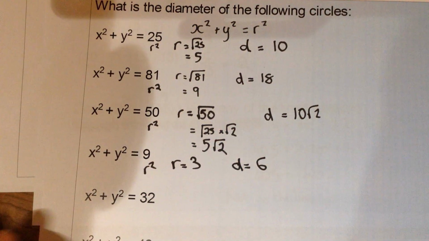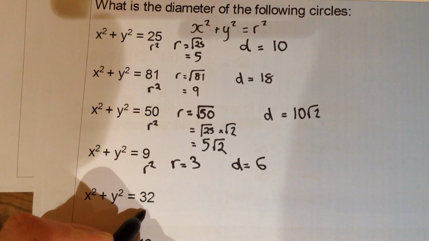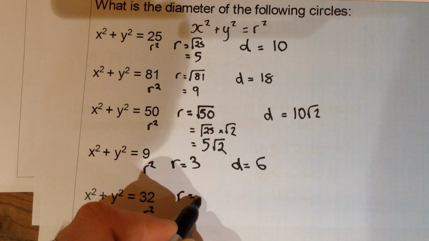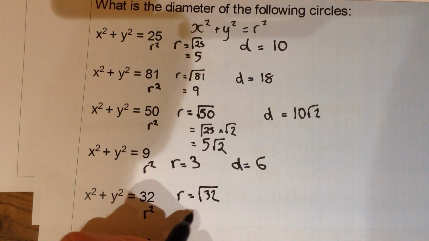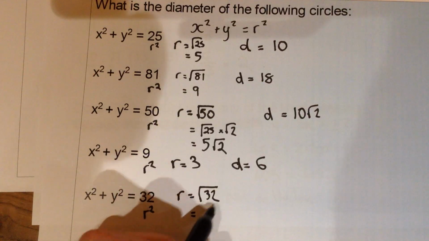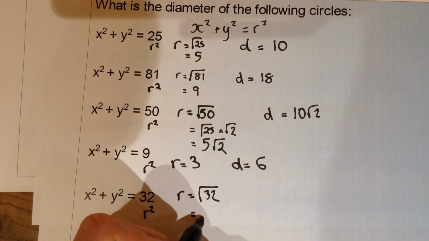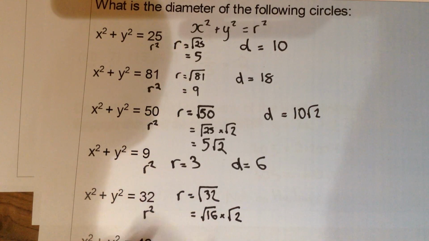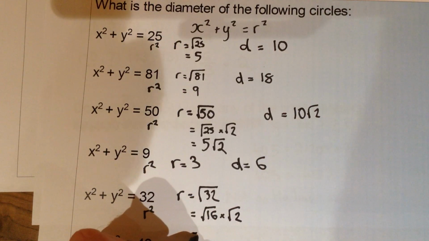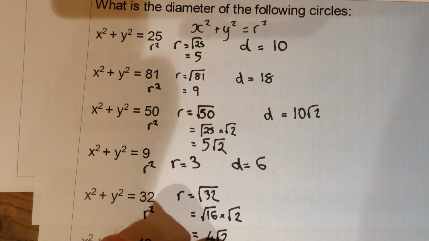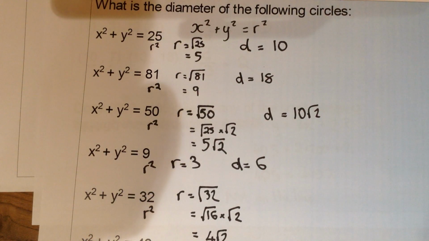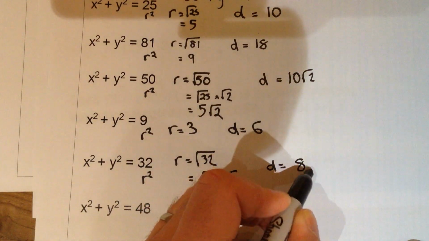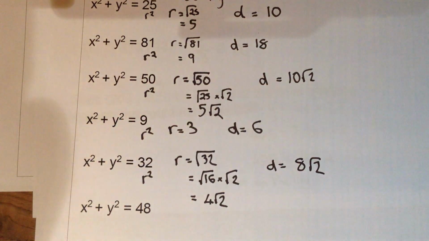For the next one, again, it's going to be another one in surd form. r squared equals 32. So r is the square root of 32. That doesn't square root to give an integer value, so I'd split it into two numbers that times together to make 32, one of which is square. So here I would have 4 root 2 as the radius. So the diameter would be double that and would be 8 root 2.